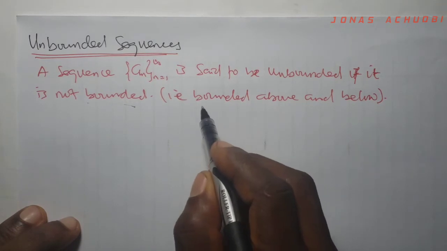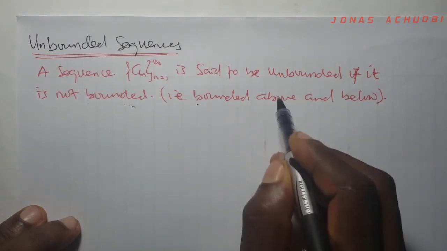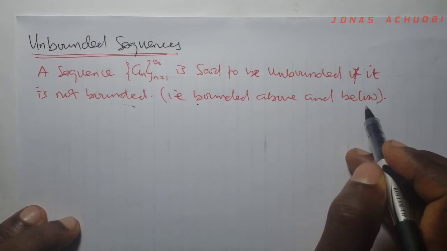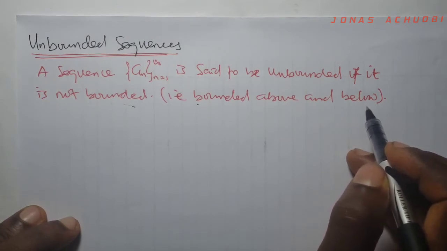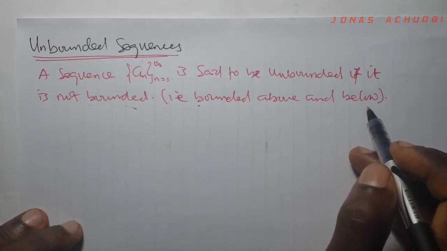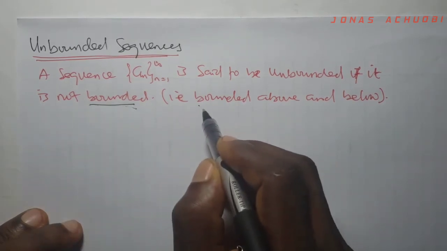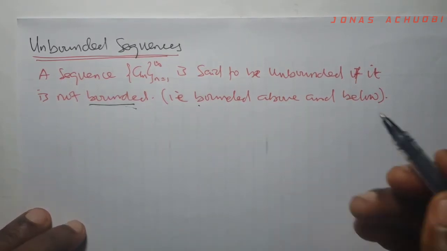So if the sequence has an upper bound without a lower bound, the sequence is not bounded. When the sequence has a lower bound and no upper bound, the sequence is also not bounded. If the sequence has no upper bound and no lower bound, the sequence is also not bounded. So we'll say that the sequence is unbounded. Therefore, for a sequence to be bounded, the sequence must have an upper bound as well as a lower bound.